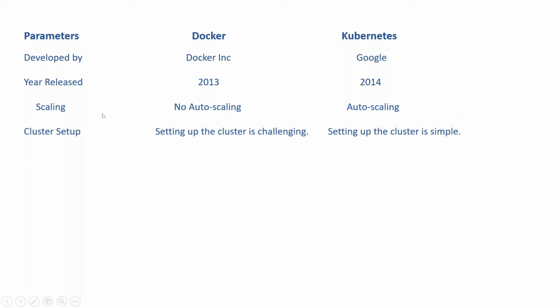Next one is cluster setup. As we discussed, setting up a cluster is challenging in Docker. It is a big challenge creating and maintaining a cluster in Docker. In Kubernetes, setting up a cluster is very simple. With a single command, we can create and configure the cluster. Next one is installation. Docker installation is easy and faster. Kubernetes installation is a bit complicated and time consuming.